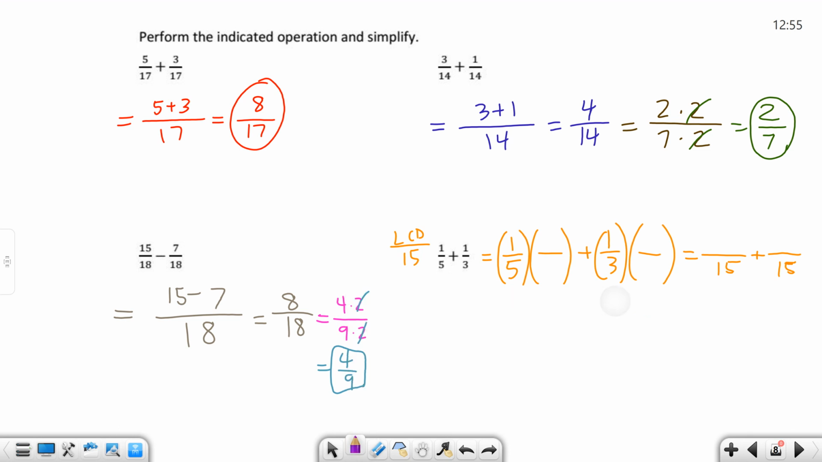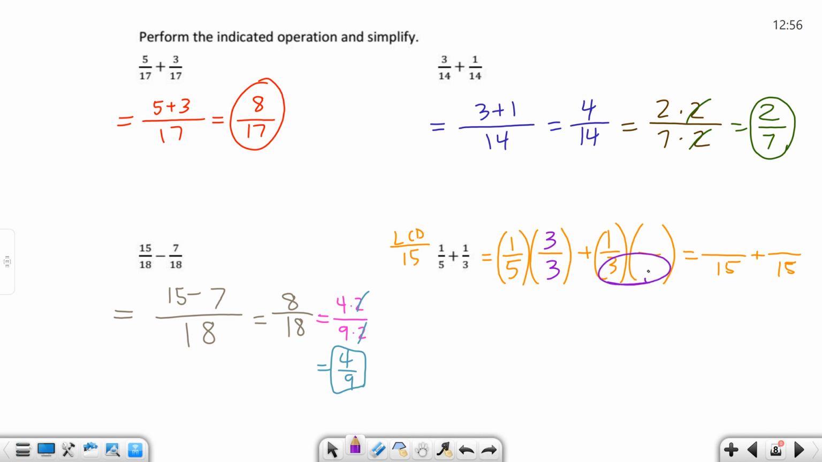Well, right? I need to do 5 times 3 because 5 times 3 gives me 15, doesn't it? So then if I put a 3 in the denominator, the bottom, I got to put a 3 in the top, the numerator. Because 3 over 3 simplifies to 1 and doesn't change the value.